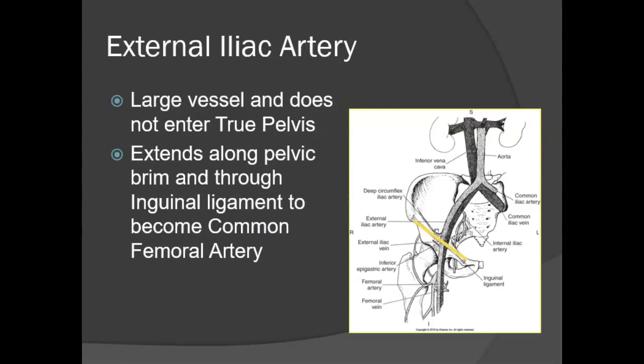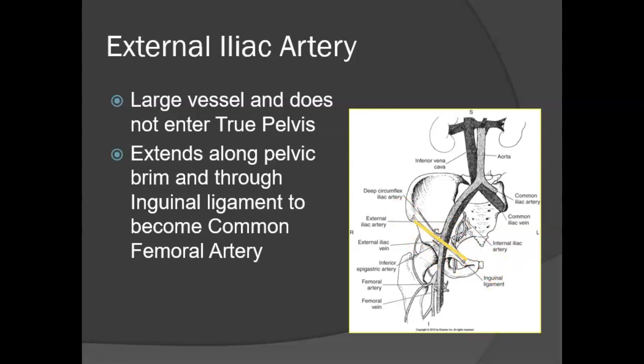The external iliac artery, like I said, is the one that runs down to the outer part of our leg. And by outer part of our leg, not the outside of our leg, but out of our pelvis. The large vessel does not ever enter the true pelvis, and it extends along the pelvic brim and through the inguinal ligament and becomes common femoral artery. So essentially it changes names as soon as it crosses this brim, which I put a little line here just so you could see it.